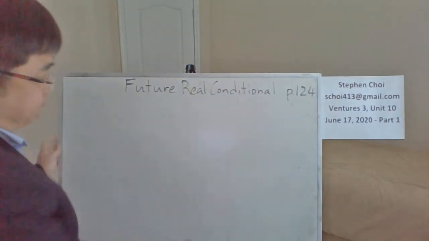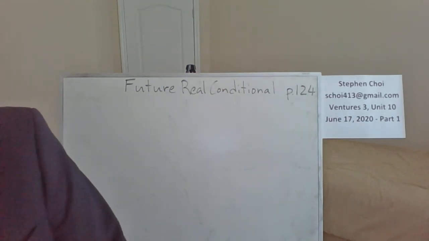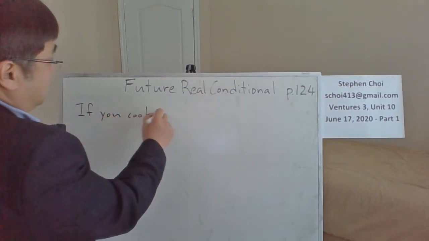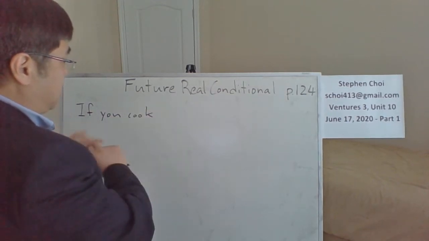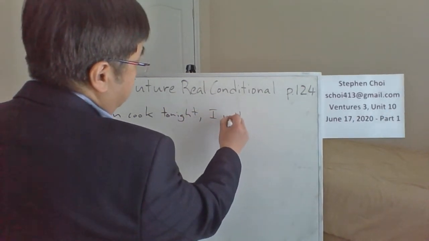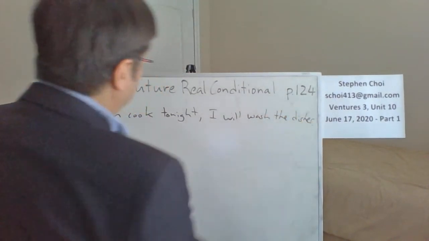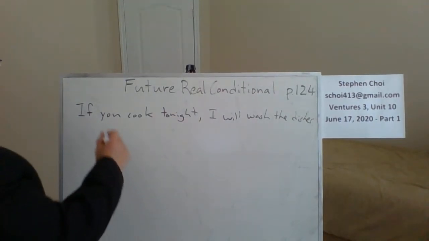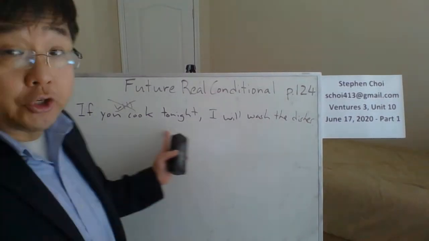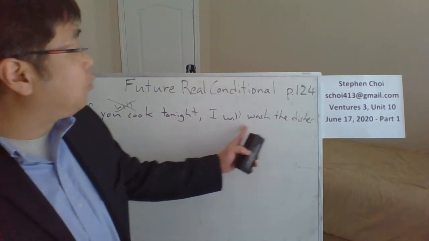All right, so let me just give you one or two more examples here. If I say, "If you cook tonight, I will wash the dishes." Okay? If you cook tonight, I will wash the dishes. So you don't say "if you will cook." Okay? You don't want to do that. You want to keep the conditional clause in the simple present tense. Okay? If you cook tonight, I will wash the dishes.